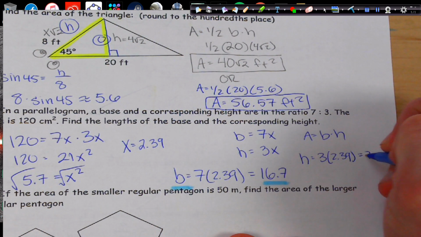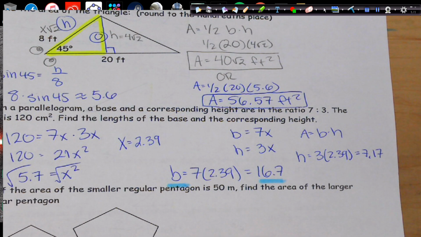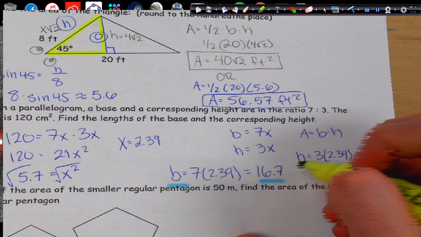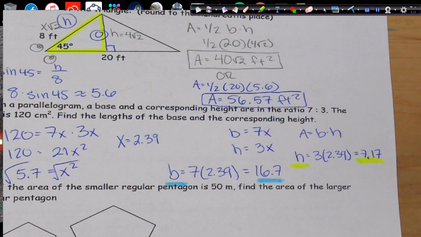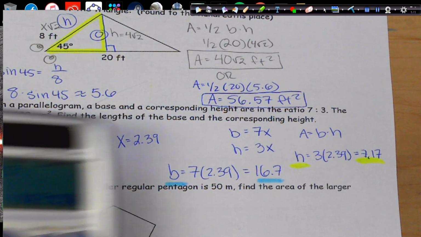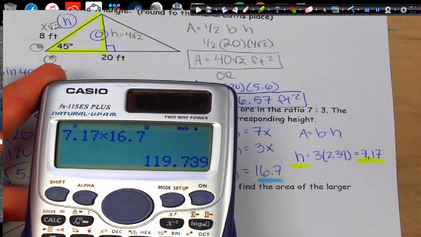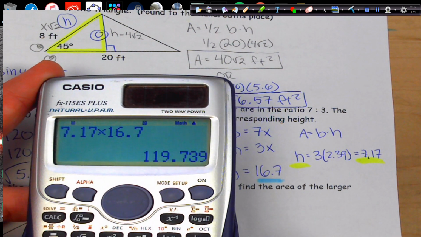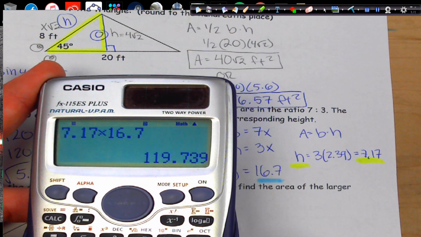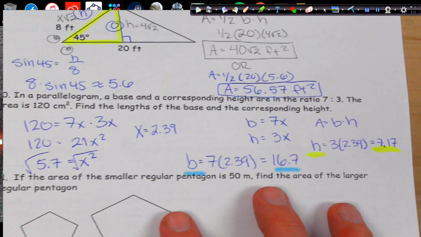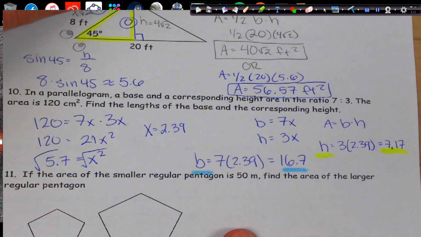Okay, that's going to be 7.17 about, and that's my height. Okay, and if you multiply those two numbers together, now those are rounded answers, but if I multiply 7.17 times 16.7, I get extremely close to 120. Again, these are rounded answers, so it's not perfect. Okay, but that's essentially how we could approach that problem.